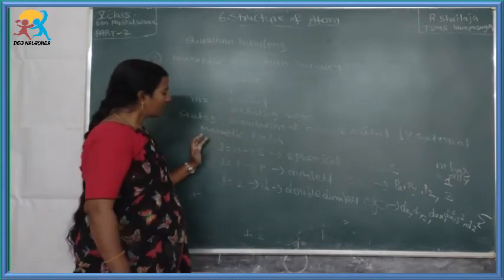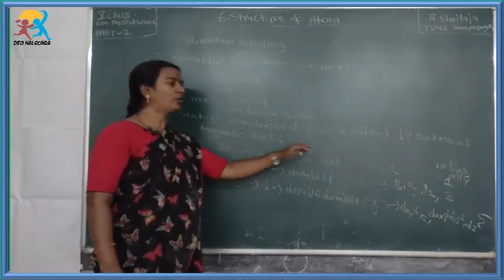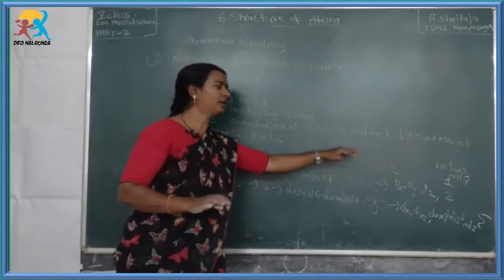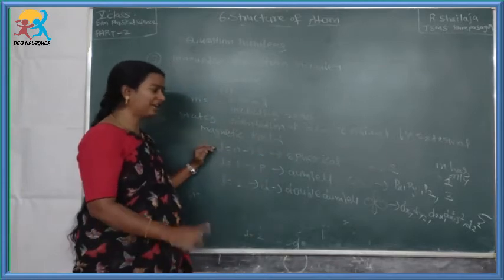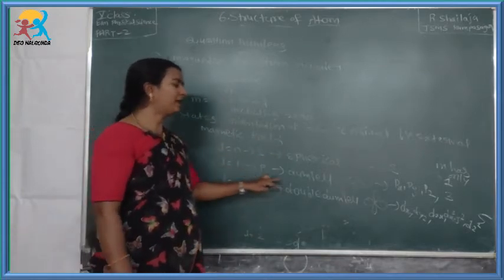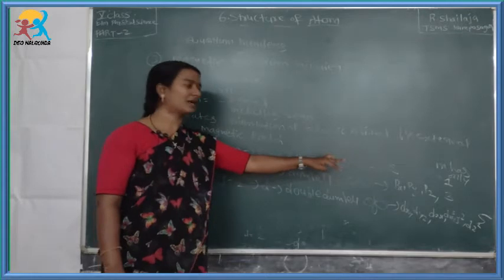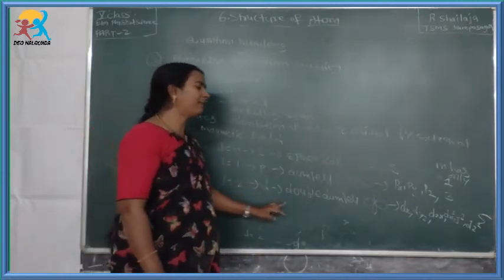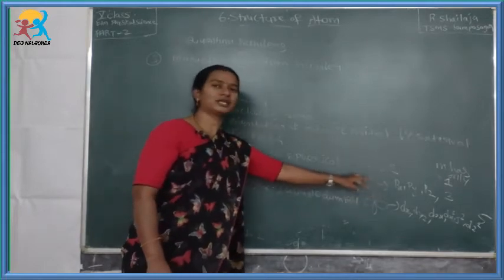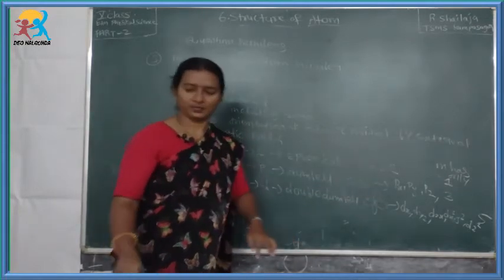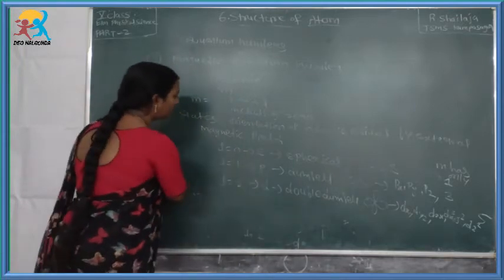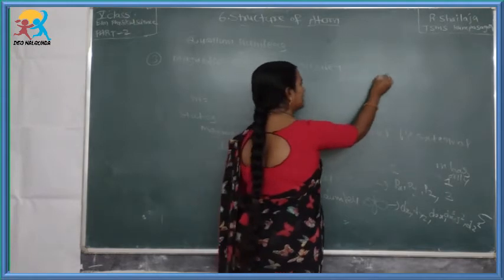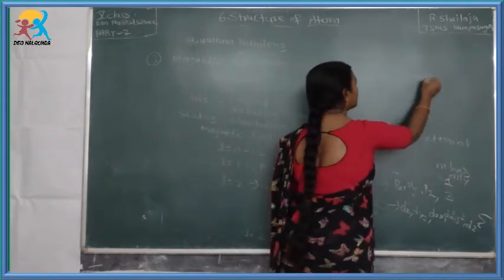Like L equals 0, the s orbital, is oriented in only one direction. It is spherical, so it is not oriented, it has only one m value. L equals 1 means the p orbital, dumbbell shape, with px, py, pz orientations, 3 values for L equals 1. L equals 2 means double dumbbell, it has 5 orientations, 5 values for m.